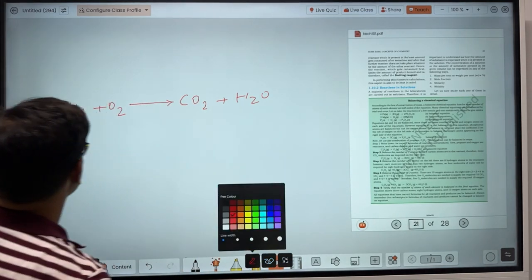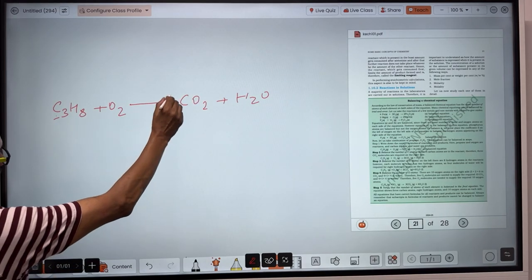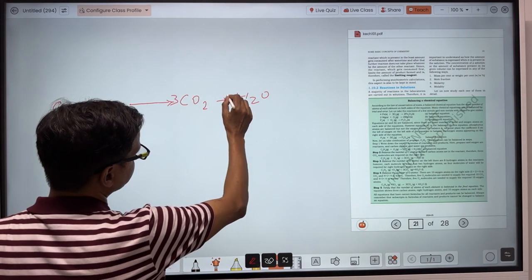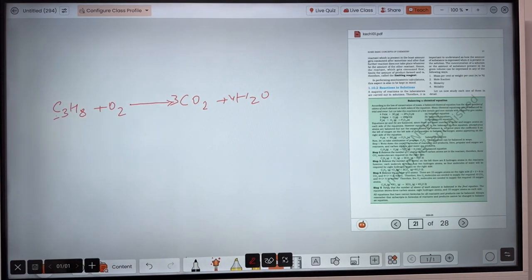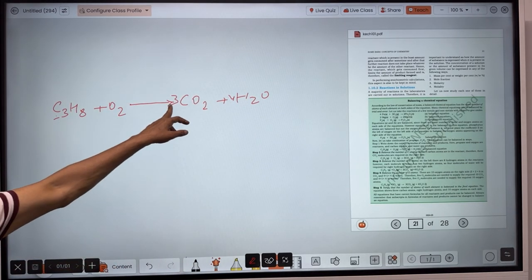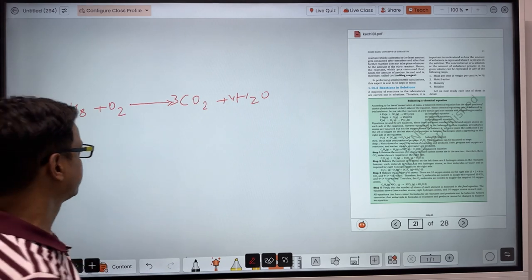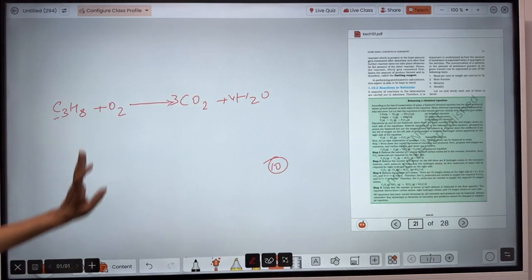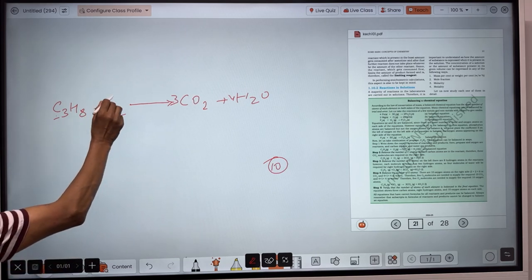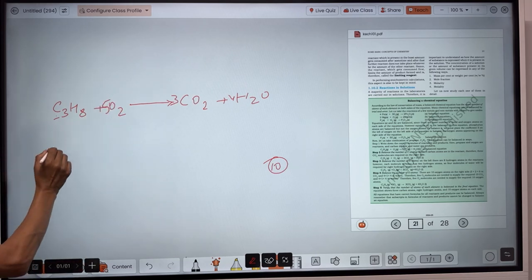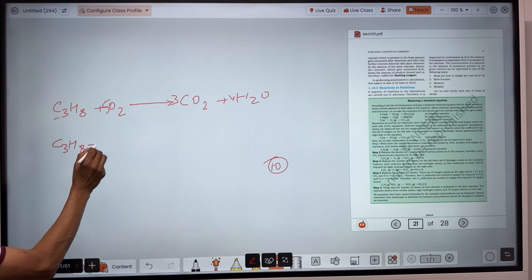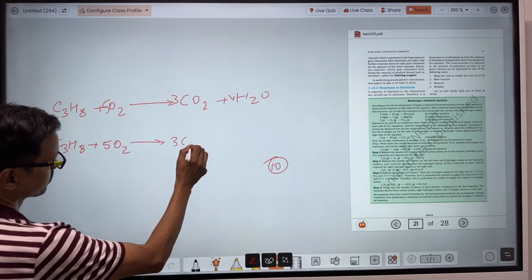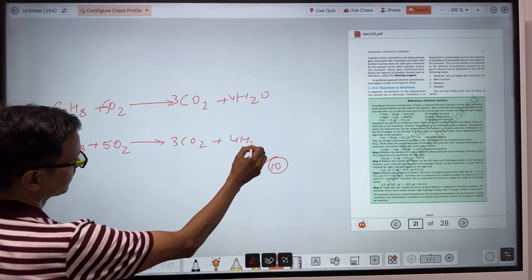Now balance that. There are 3 carbon, so 3 carbon here. Hydrogen, how much? 8. So here 2 hydrogen, so there will be 4. Now let's see the oxygen. How much is here? 3 times 2 is 6, plus 4, that is 10 oxygen. The number of oxygen atoms is 10. Here it is 2, so that's 5. That means 1 mole of propane will react with 5 moles of oxygen and will form 3 moles of CO2 and 4 moles of H2O.